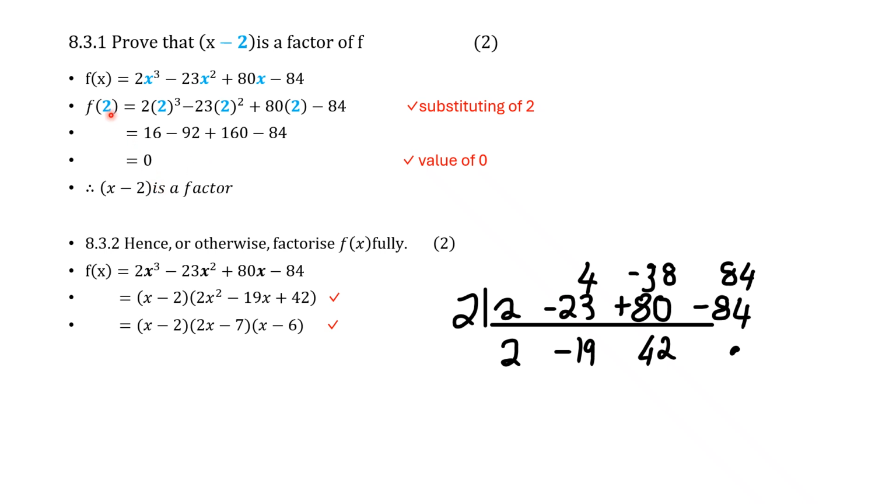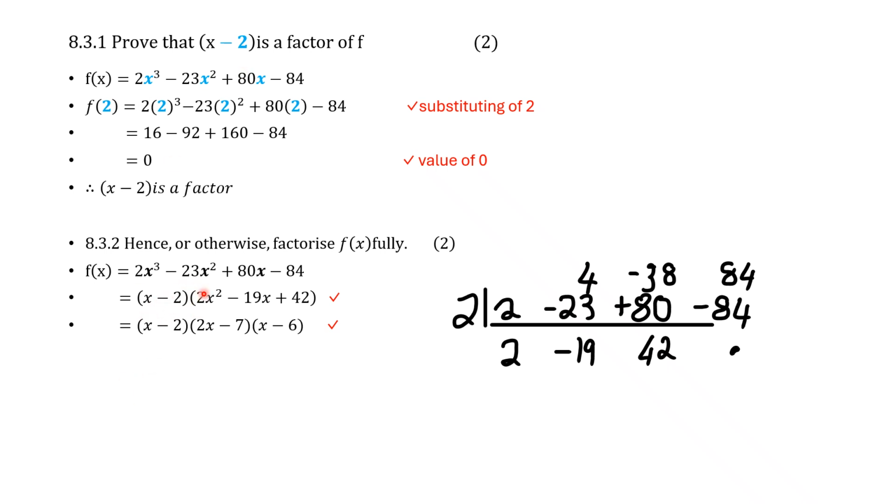So because when I substitute 2 into the equation it makes the equation 0, we can say x minus 2 is a factor. And now, factorize f of x fully. I'm going to go two ways and show you two ways how we do this. Given to us, we have 2x cubed minus 23x squared plus 80x minus 84. We know x minus 2 is a factor.